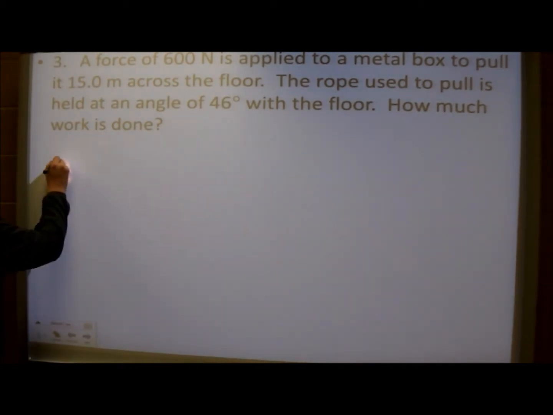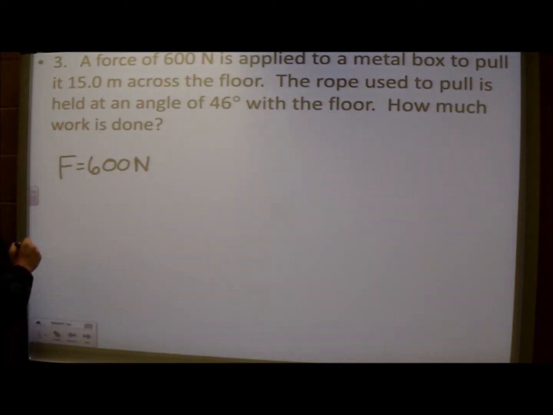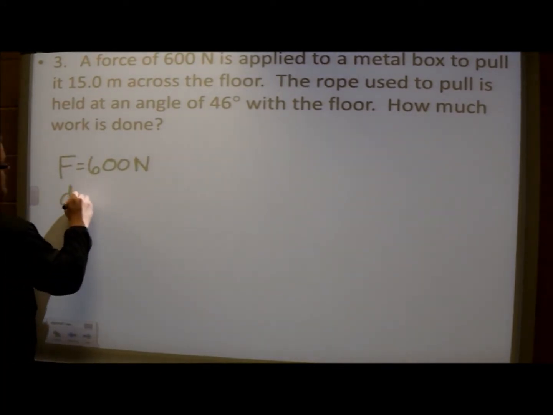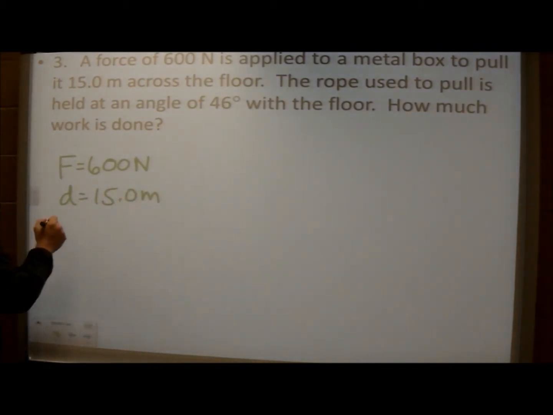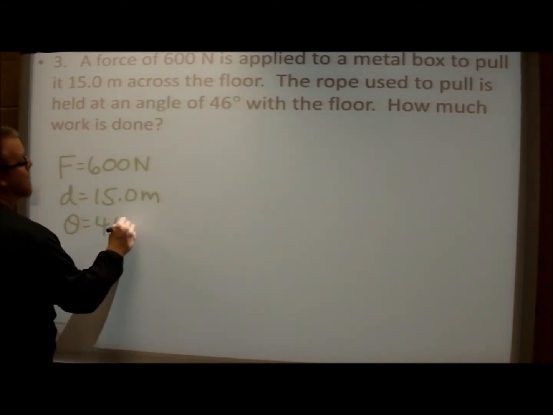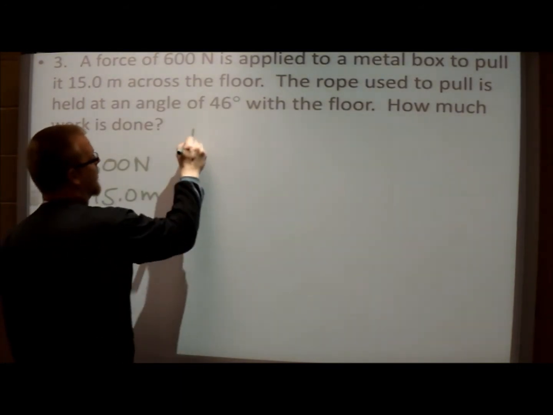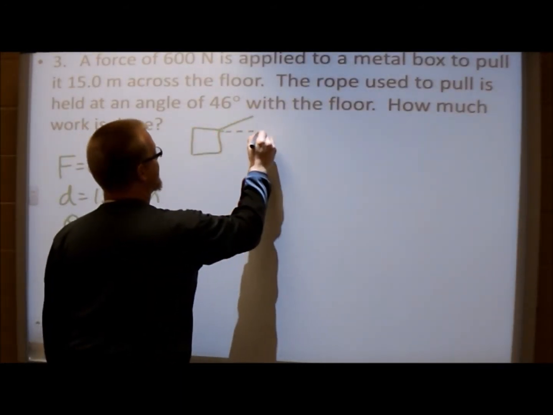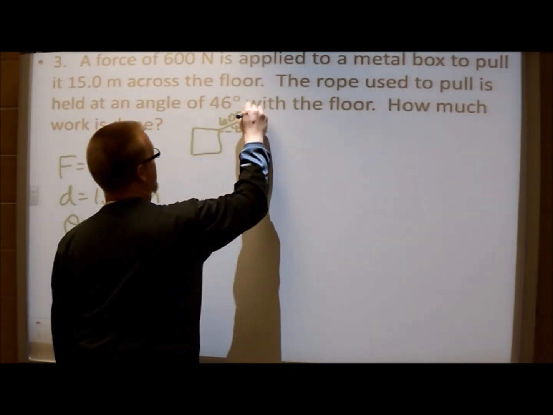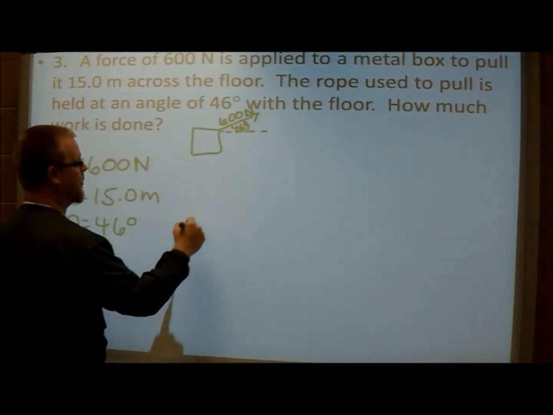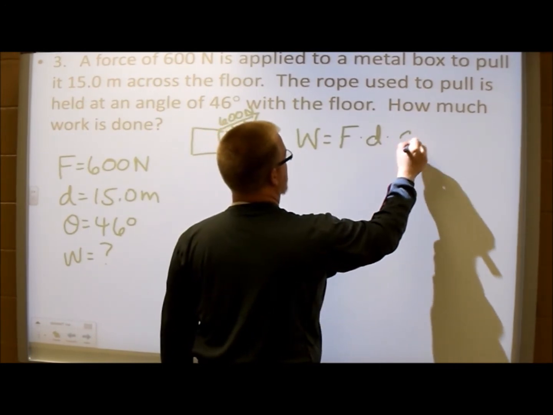Number 3, a force of 600 newtons, force is 600 newtons, is applied to a metal box to pull it 15 meters. That's distance. The rope used to pull was held at an angle of 46 degrees with the floor. How much work is done? Well, now we have an angle. If I wanted to draw it, this is what it would look like. There's 46, and the force is 600 newtons. I know that's kind of hard to read, but that's actually what we're doing. The formula is force times distance times the cosine of theta.